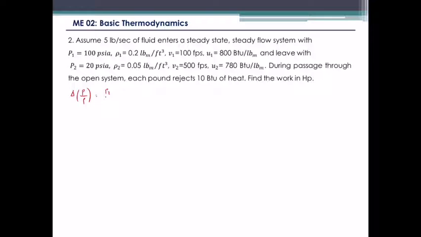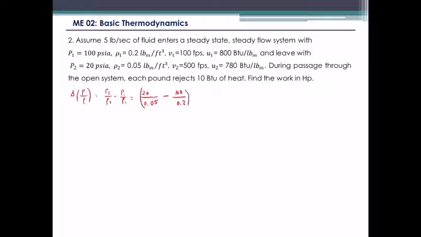So, this is now P2 over density 2 minus P1 over density 1. At point 2, P2 is 20 over density 2, 0.05, minus the pressure at point 1, 100 over density at point 1, 0.2.